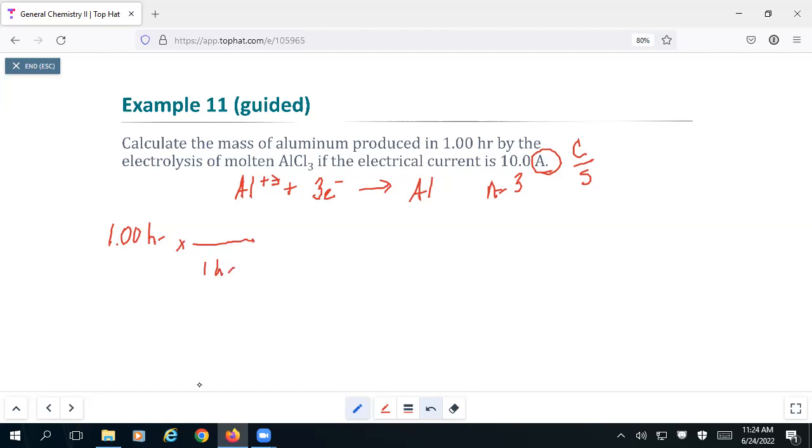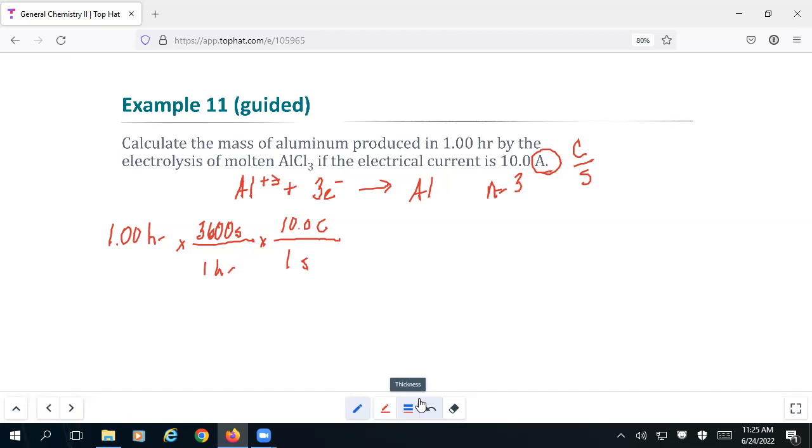Every hour has 3,600 seconds in it, 60 times 60. And according to the current, in every second, I will get 10.0 coulombs of charge. So if I stop the calculation right here, this would tell me the amount of charge generated by this electrical source in that 1 hour.